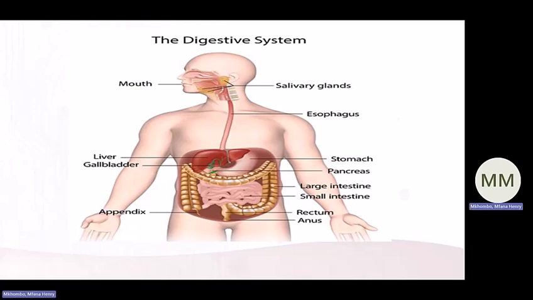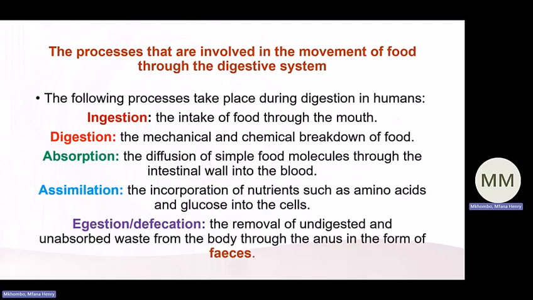The processes involved in the movement of food through the digestive system are as follows. The following processes take place during digestion in humans. Ingestion, that is the intake of food through the mouth. And then we have digestion. Once the food is inside the mouth, it has to be mechanically or chemically broken down. So in the mouth, we have the teeth, in the stomach we have the gastric acid, and further in the intestine we have enzymes that are used to further digest the food that has been eaten.